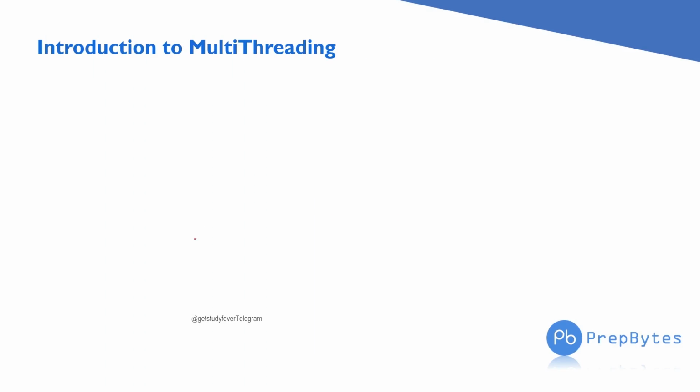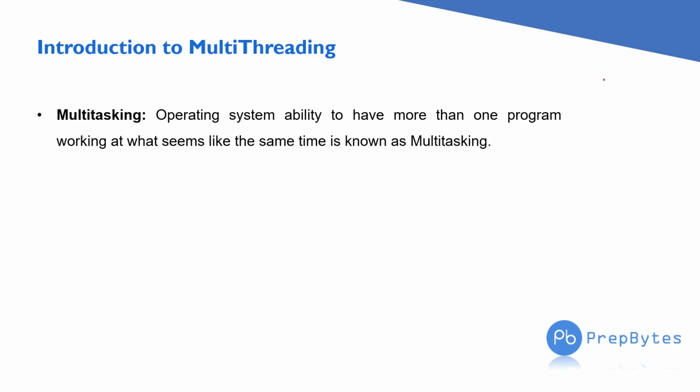Before we deep dive into multithreading, tell me what is multitasking. You have studied it in the operating system subject. What is multitasking in a computer? Just think about it. It's simple. Operating system ability to have more than one program working at what seems like the same time is known as multitasking.